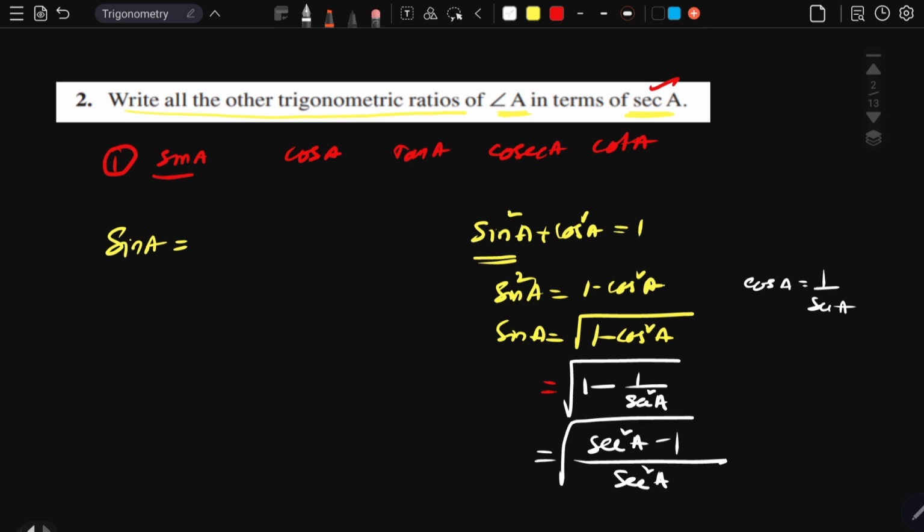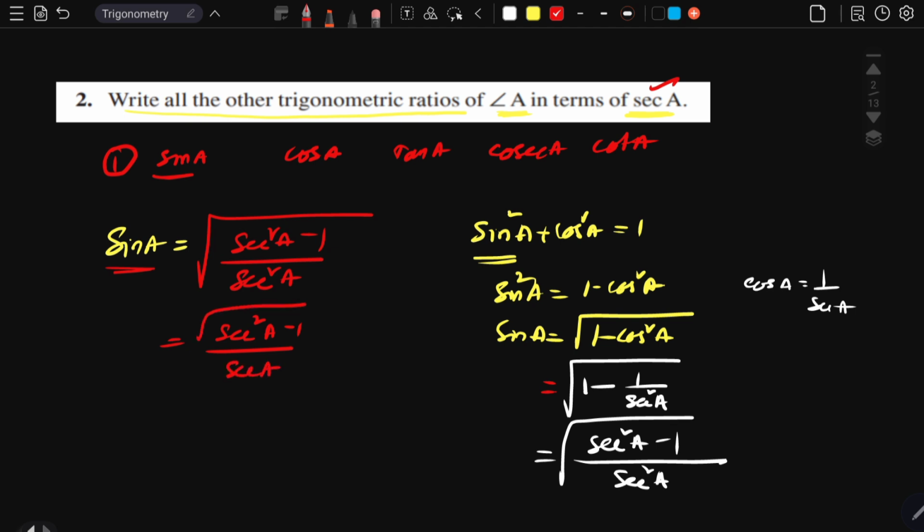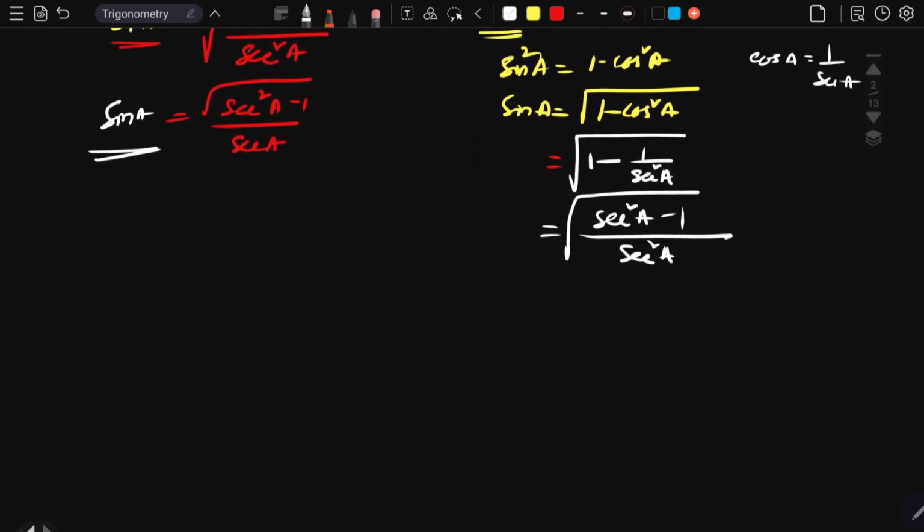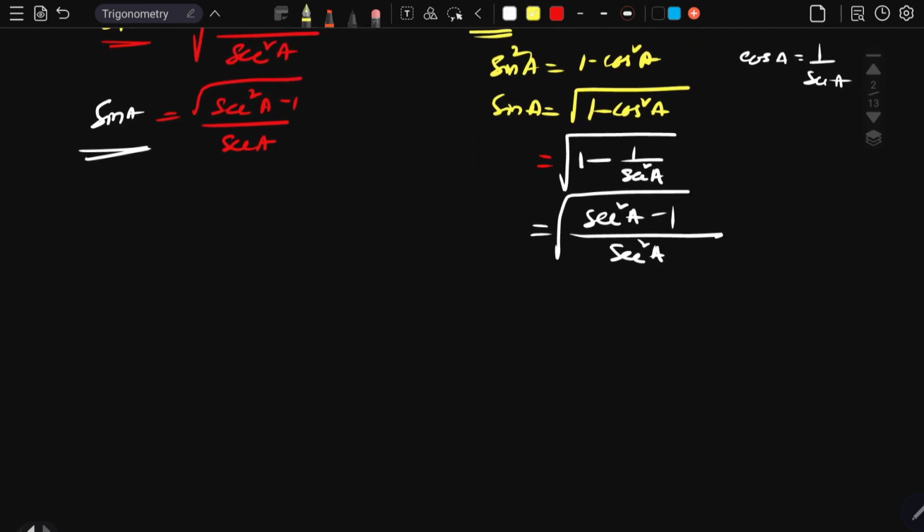Then in terms of secant, therefore sin A is the square root of secant square A minus 1 divided by secant square A. That can also be simplified: square root of secant square A minus 1 in the numerator, and secant A alone in the denominator. So therefore sin A in terms of secant, we got it. Next one, cos A, the second ratio.